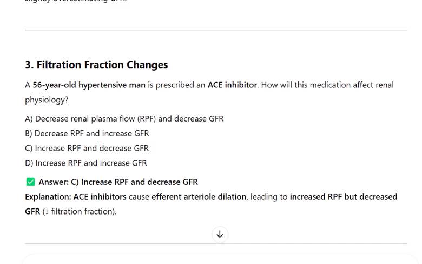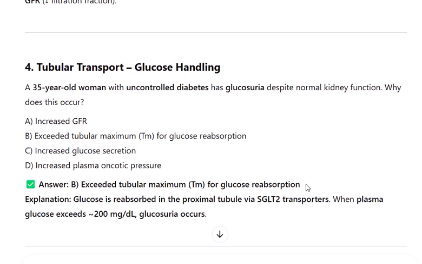4. Tubular transport, glucose handling. A 35-year-old woman with uncontrolled diabetes has glucosuria despite normal kidney function. Why does this occur? A. Increased GFR. B. Exceeded tubular maximum, TM, for glucose reabsorption. C. Increased glucose secretion. D. Increased plasma oncotic pressure. Answer B. Exceeded tubular maximum, TM, for glucose reabsorption. Explanation. Glucose is reabsorbed in the proximal tubule via SGLT2 transporters. When plasma glucose exceeds 200 milligrams per deciliter, glucosuria occurs.